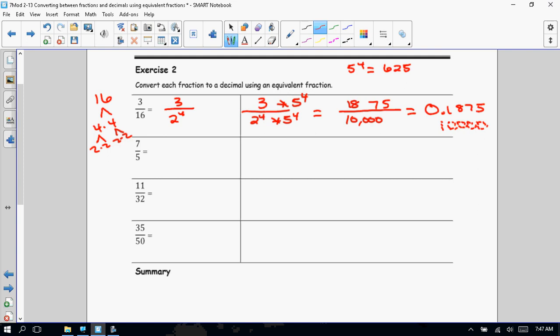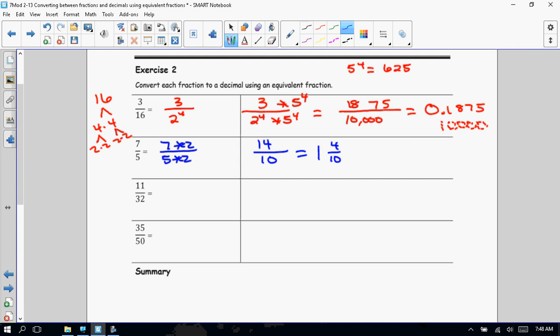All right, let's try the next one. 7 over 5, right? I need that to be a power of 10. Easiest power of 10 is to literally multiply that by 2, right? If I just multiply both the top and bottom by 2, I can get my power of 10. So this becomes 14 over 10. It's improper. How many times does 10 go into 14? Goes in there once with 4 left over, right?